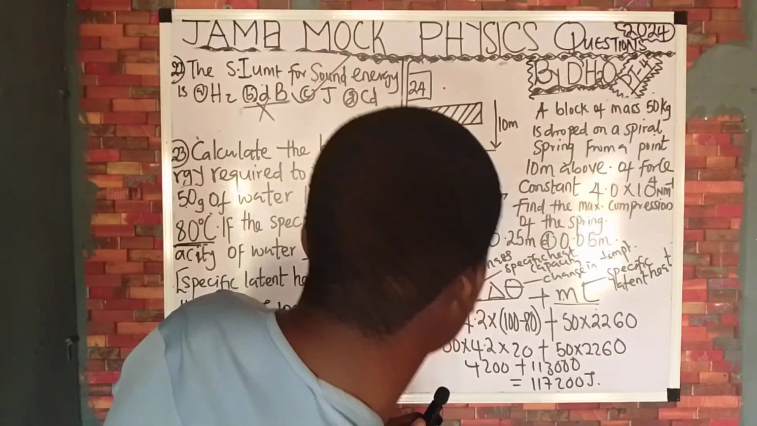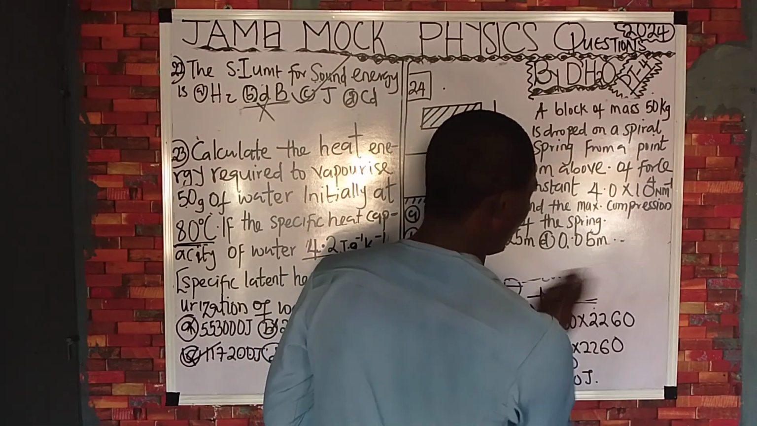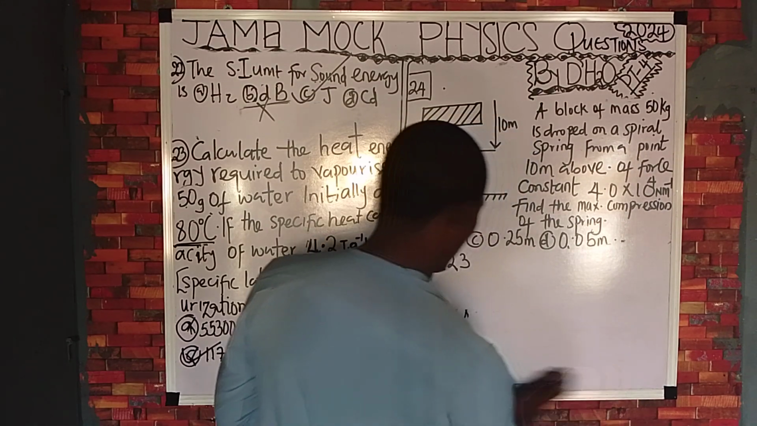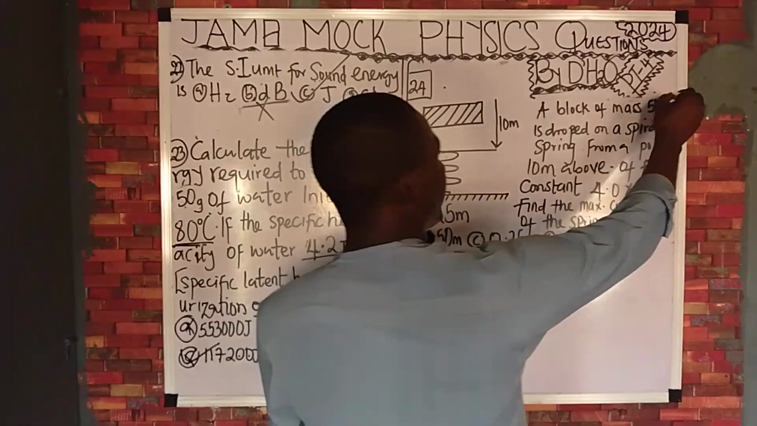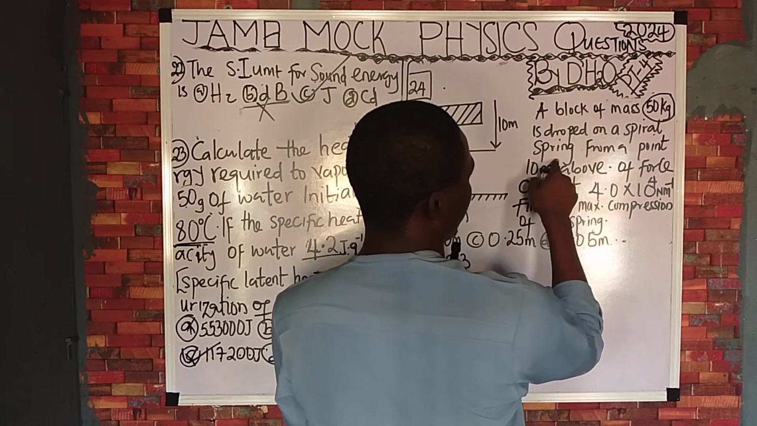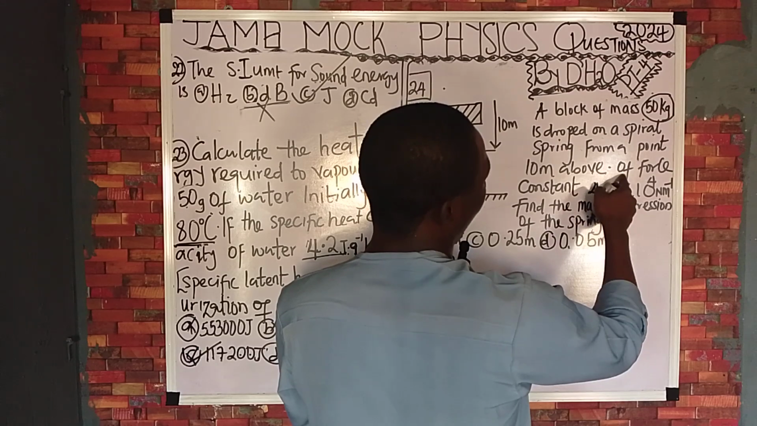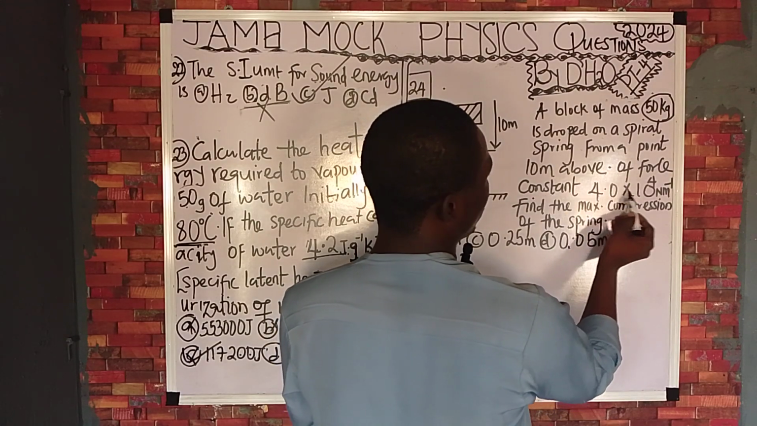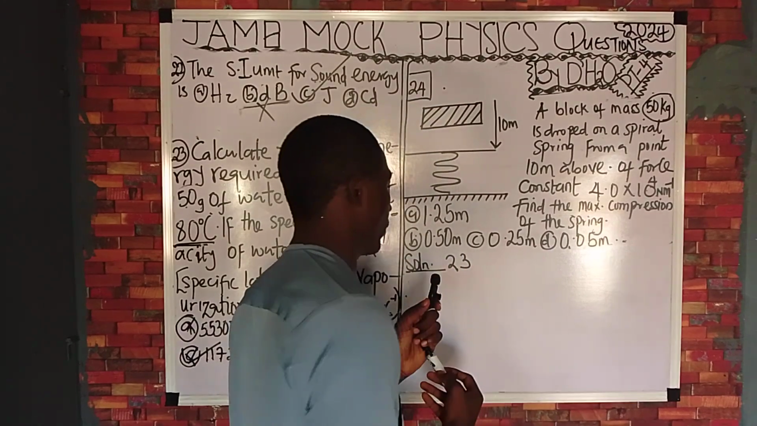Now let's take the next question, question number 24. A block of mass 50 kg is dropped on a spiral spring from a point 10 meters above, of force constant 4 times 10 raised to the power 4 Newton per meter. Find the maximum compression of the spring.